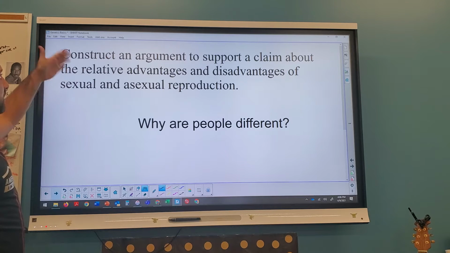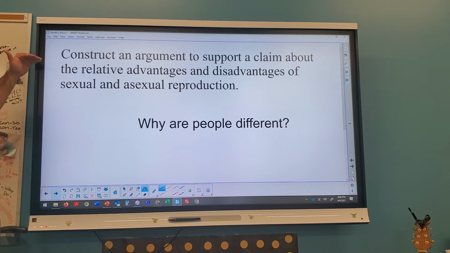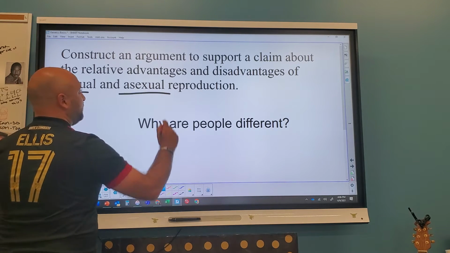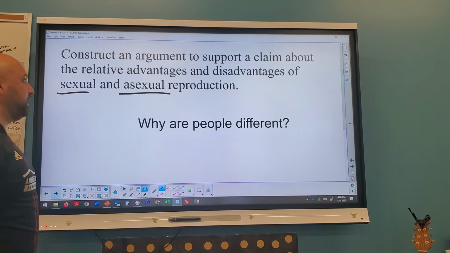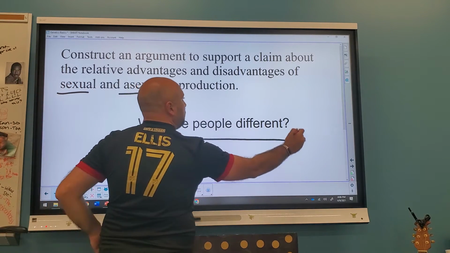All right, so another one of the standards here is talking about the relative advantages and disadvantages of sexual and asexual reproduction. So talking about sexual versus asexual reproduction. The basic question I have for this, and that you should be able to answer, is why are people different?